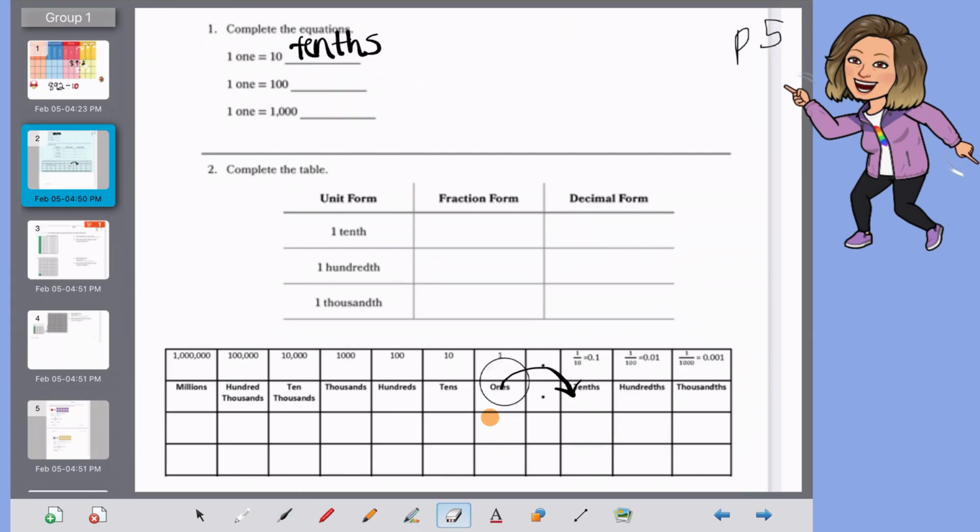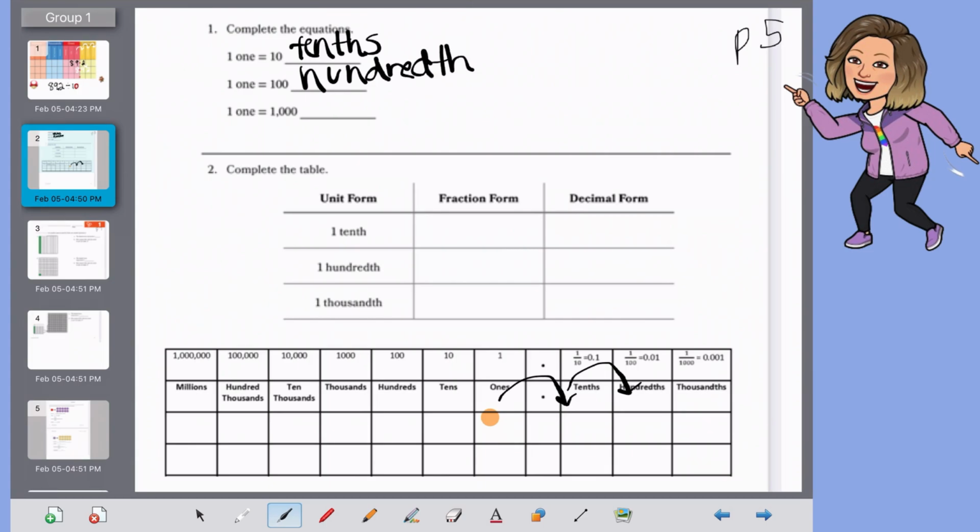Okay, on the next one, I have 1. This time I'm decomposing it. I want 100 of something. So we already said if we move them back there, that gives us tenths. If we move them back there, that gives us hundredths. That gives me 100 hundredths.